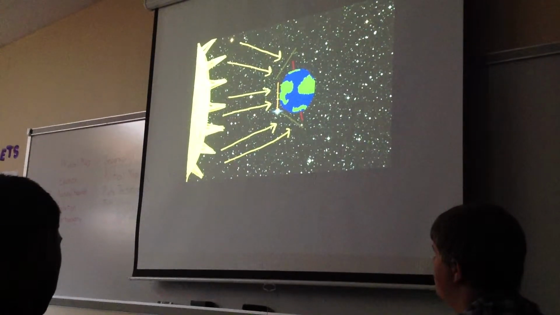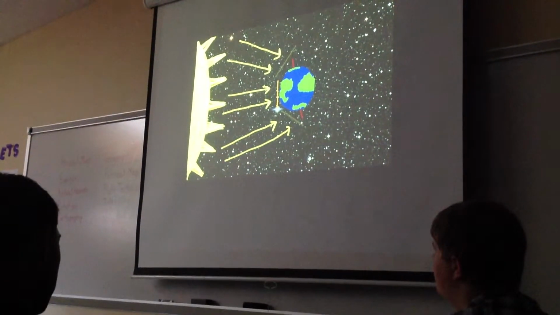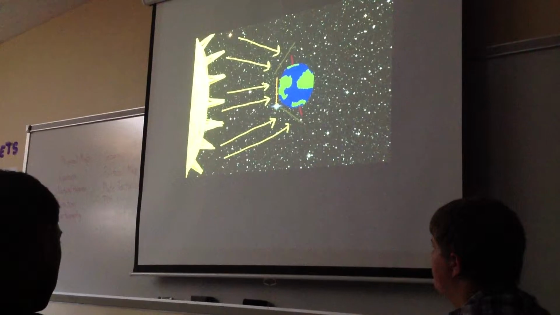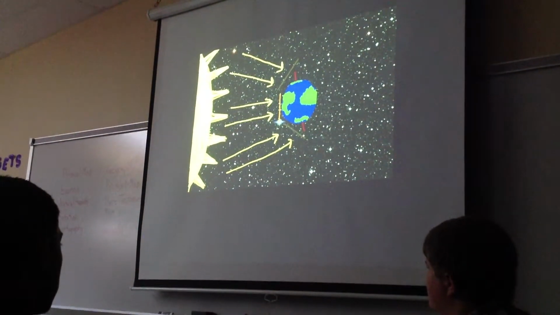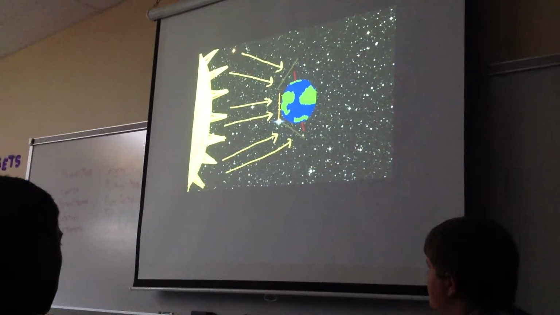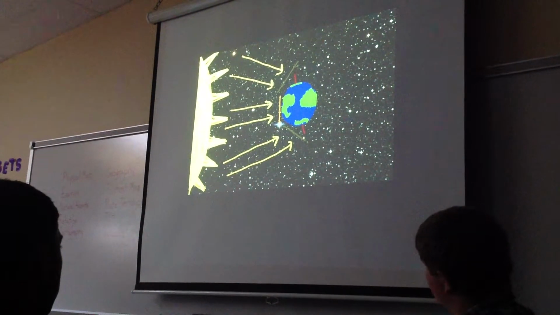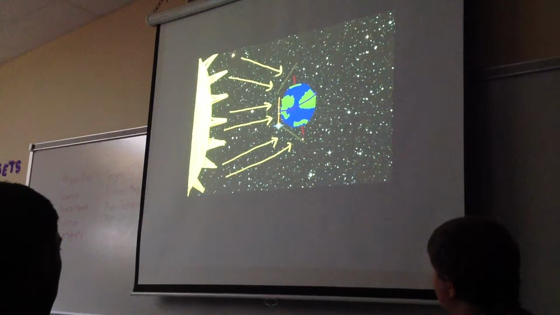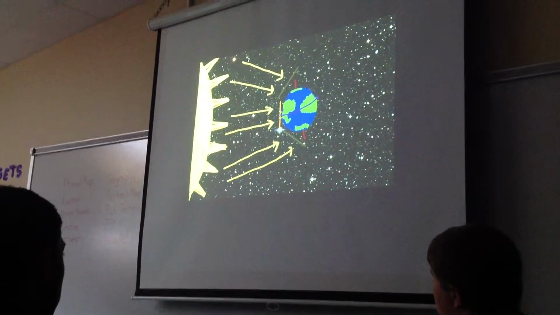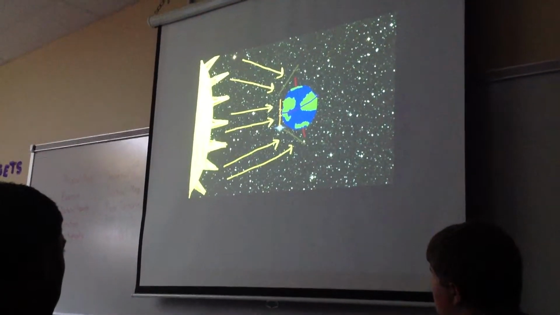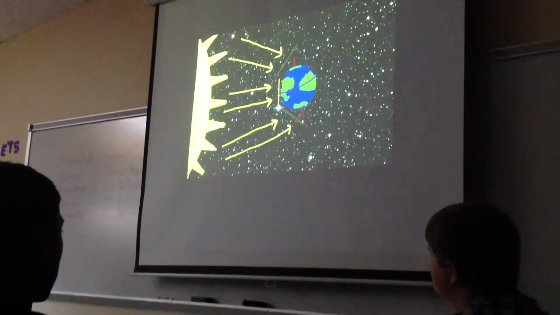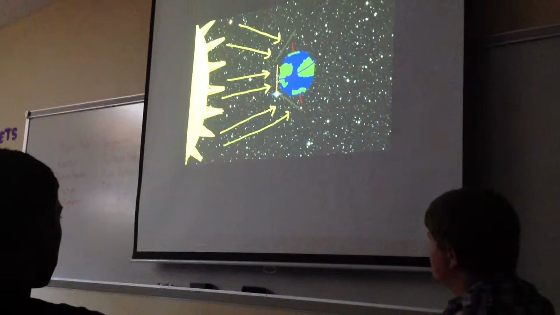Areas of the earth that are hit by direct rays are warmer than areas that are hit by indirect rays. The equator, shown in purple, is always being hit by direct rays. This is why it is always warm there. The poles, on the other hand, are always being hit by indirect rays. This is why it is always cold there.